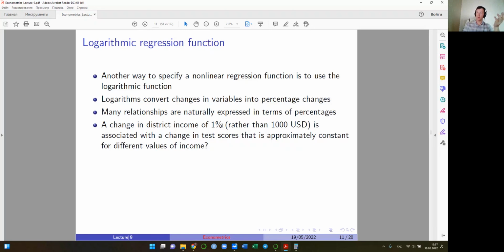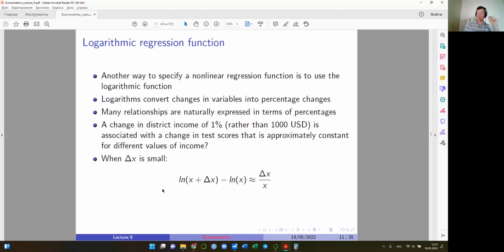Obviously, a 1% change when the initial level is 10,000 differs from a 1% change when the initial level is 40,000. I hope you understand, right? If we change 10,000 by 1%, there is going to be 10.1 thousand. If we change 40,000 income by 1%, there is going to be 40.4 thousand, right? And definitely, this also is a nonlinear relationship.